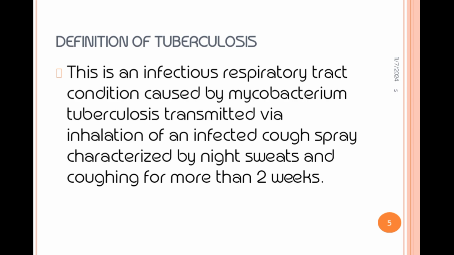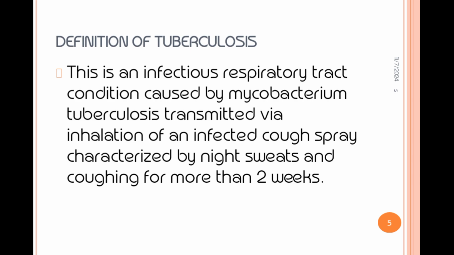In your definition, talk about the system that is affected, which is the respiratory tract, an infectious condition caused by which organism? The tubercle bacilli. How? By inhalation of an infected cough spray. If an individual is in an environment where there is someone who is coughing, and that person has TB, it's easy for that person to transmit TB to the other person, and then the condition will come in, and these are the characteristics that will be there.